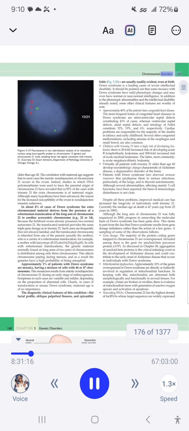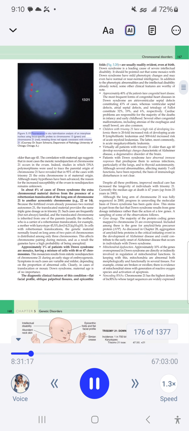for mothers older than age 45. Figure 5.19: fluorescence in situ hybridization analysis of an interphase nucleus using locus-specific probes to chromosome 13 (green) and chromosome 21 (red), revealing 3 red signals consistent with trisomy 21. Courtesy Dr. Stuart Schwartz, Department of Pathology, University of Chicago, Chicago, Illinois.